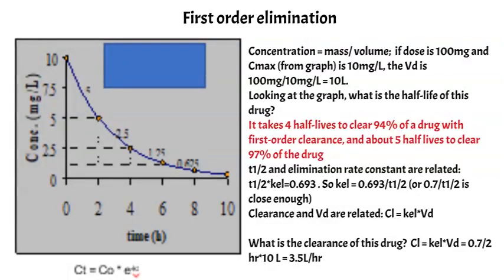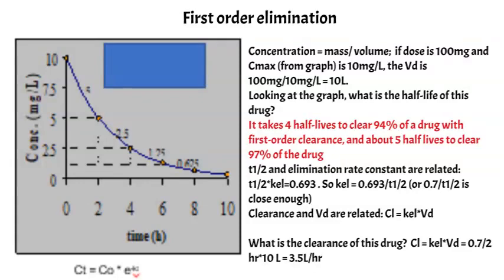Half-life times KEL equals 0.693. I actually always remember it as KT = 0.693. Clearance equals K elimination times volume of distribution. My colleague, Dr. Callie Weaver, always remembered the equation for clearance as "clearly Callie multiplies VD." You can also look at units to figure it out.